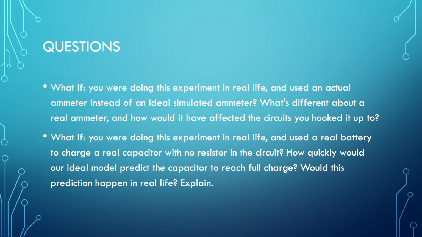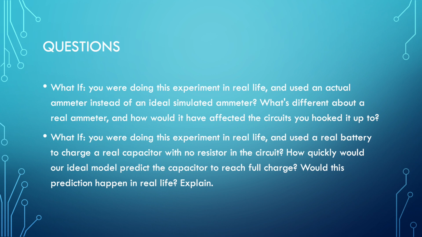What if you were doing this experiment in real life and used an actual ammeter instead of an ideal simulated one? What's different about a real one, and how could it have affected the circuits that we hooked it up to? So an ideal ammeter is not going to have any voltage draw, nor any amperage draw, nor any resistance. And obviously, none of that is true in real life. So we would have seen a reduction in amperage, as we would have had an increase in resistance, while having an equal voltage from the battery.